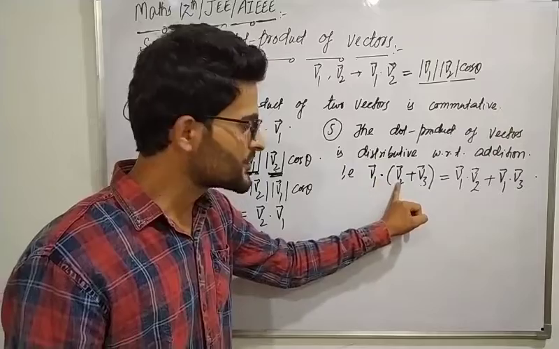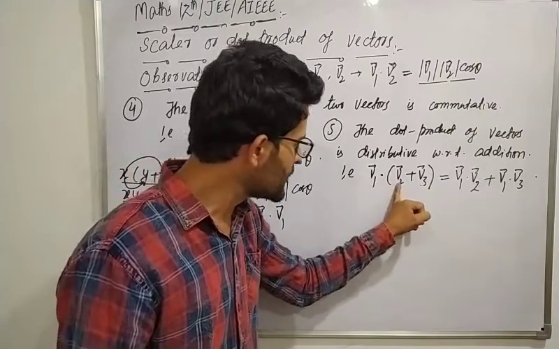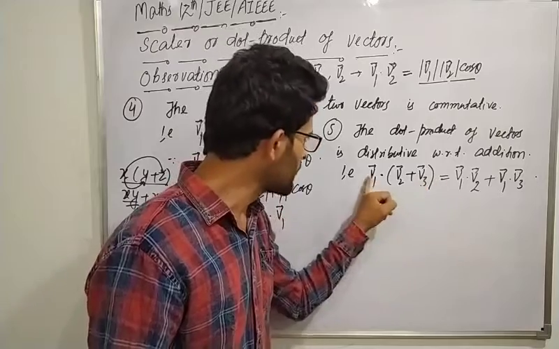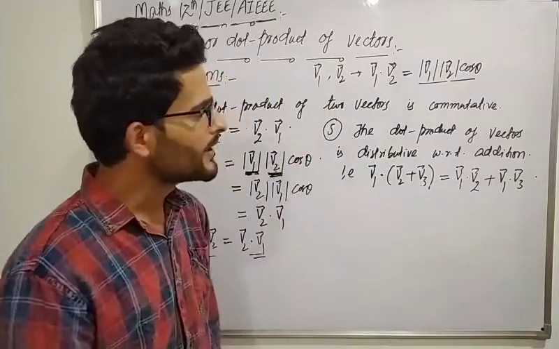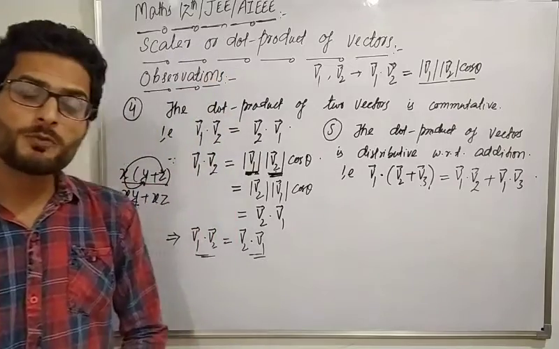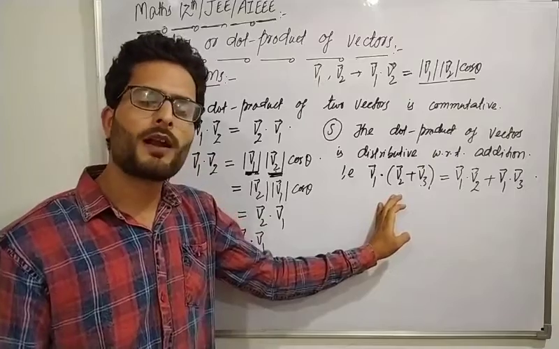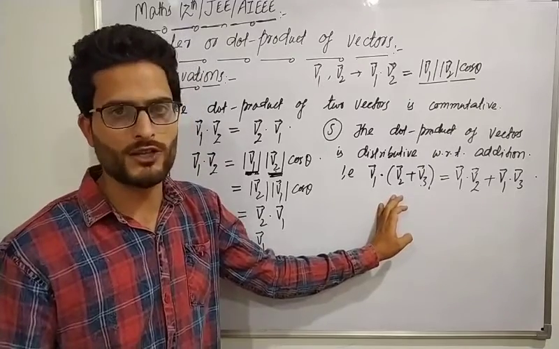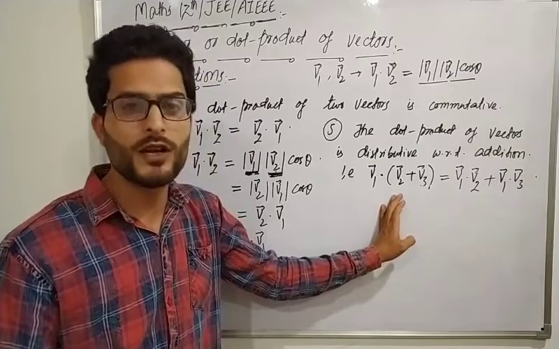ये v1 dot distribute हो रहा है v2 के साथ, v3 के साथ, तो v1 dot (v2 plus v3) must be equal to v1 dot v2 plus v1 dot v3. That is the dot product of vectors is distributive with respect to addition. इसको हम प्रूव भी कर सकते हैं, बट उसके लिए हमें पढ़ना पड़ेगा प्रोजेक्शन ऑफ ए वेक्टर ऑन ए वेक्टर. तो जब वो टॉपिक पढ़ेंगे, फिर आप इजीली प्रूव कर सकते हो.